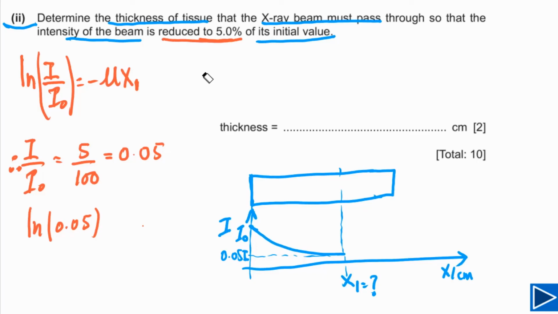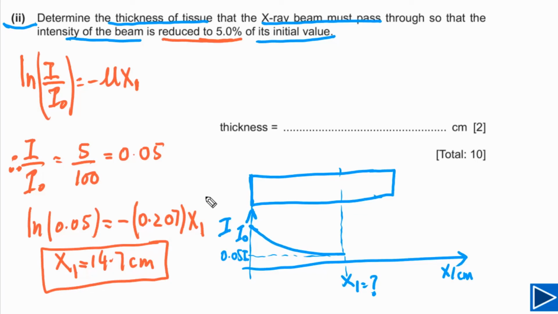So we can delete this I naught from here. We are writing I over I naught, so I over I naught is equal to 0.05. And this is equal to negative mu, but the value of mu we have calculated. That was equal to 0.207 times x1. From here we can calculate the value of x1. x1 will be equal to 14.7 centimeters, because this is in centimeters. So this is our final answer. This is how you can calculate the value of thickness.